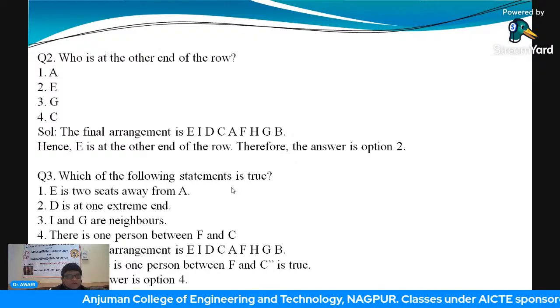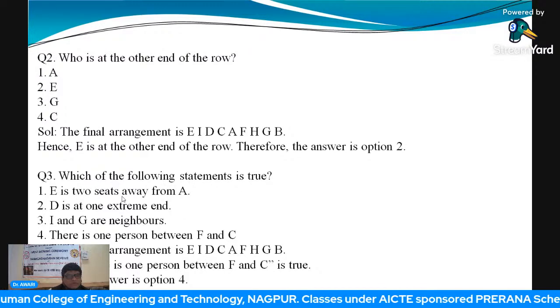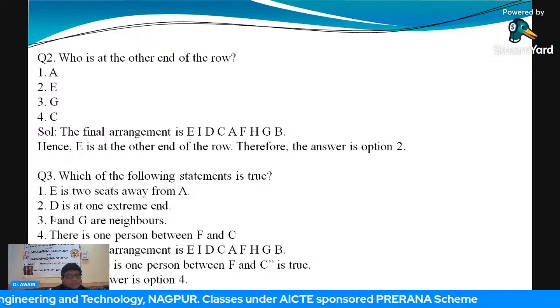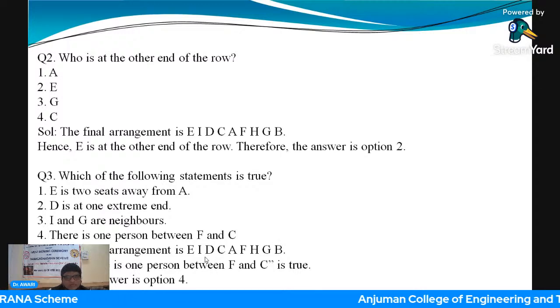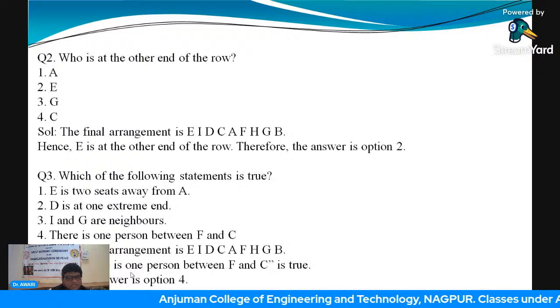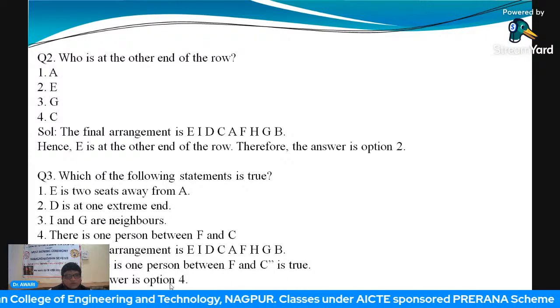Which of the following statements is true? E is 2 seats away from A. D is at one extreme end. I and G are neighbors. There is one person between F and C. So look again at the final arrangement: E, I, D, C, A, F, H, G, B. Hence there is one person between F and C, which is true. Therefore the answer is option 4.